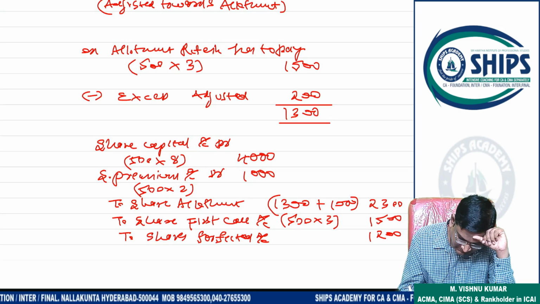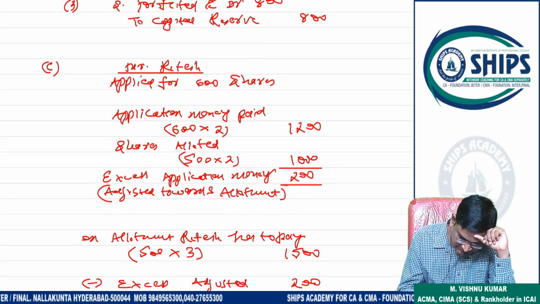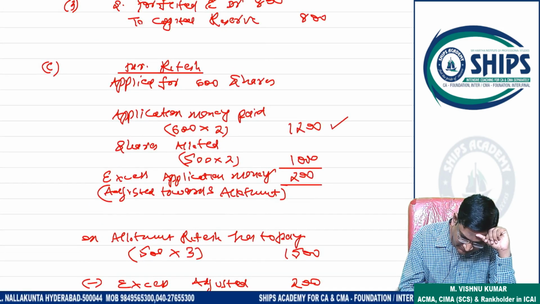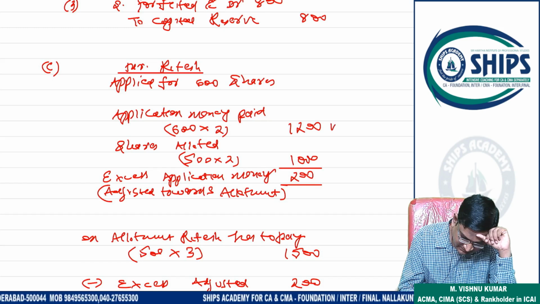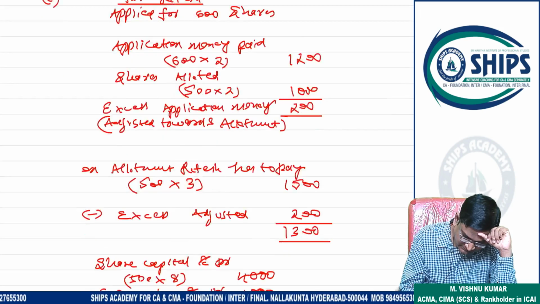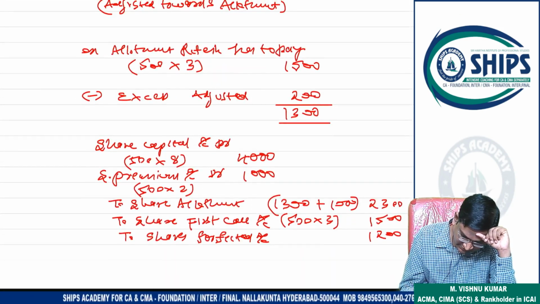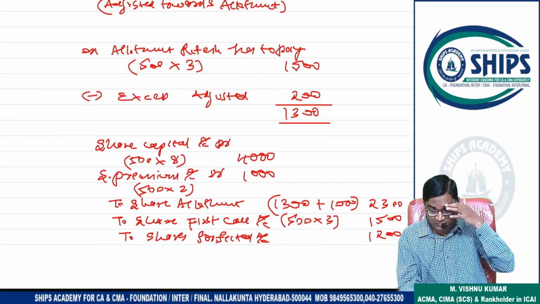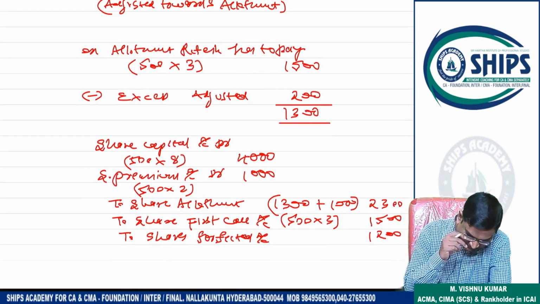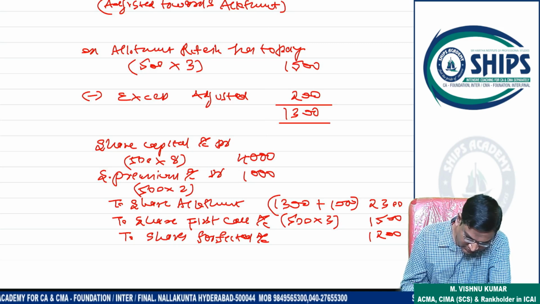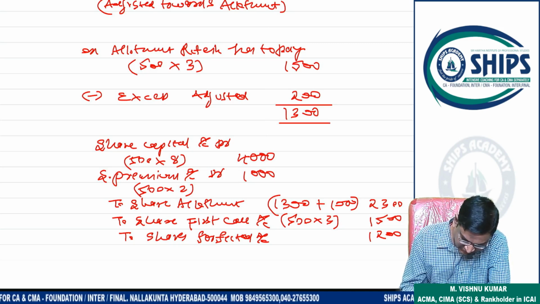Clear? But here how much is coming? See, how much he paid here: 1200. The application money paid should come here, the same 1200. 600 shares into 2 paid, that is what should come for you. If this is not coming, your calculation is wrong. 1200 is coming, see, 1200 has matched exactly. This is the paid amount. Right sir. So this is regarding the future entry.